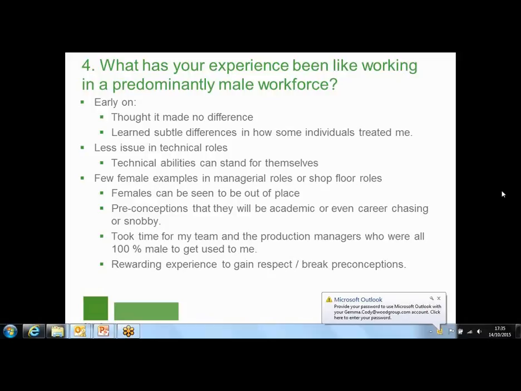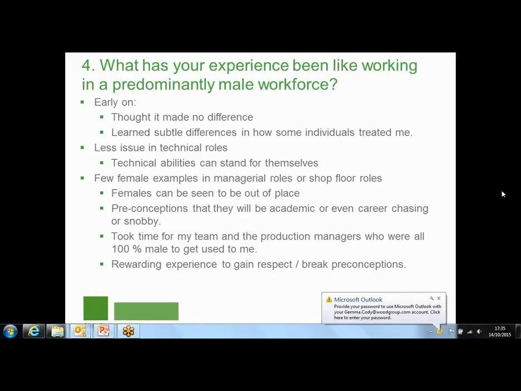It was never very obvious. But yes, there's definitely some subtle differences, and you learn to pick that up. It's never that obvious, but I guess it really depends where you're working, what type of role that you're working in. I'd say it's probably less of an issue in technical roles, because I'd like to think at least that technical abilities can stand for themselves.